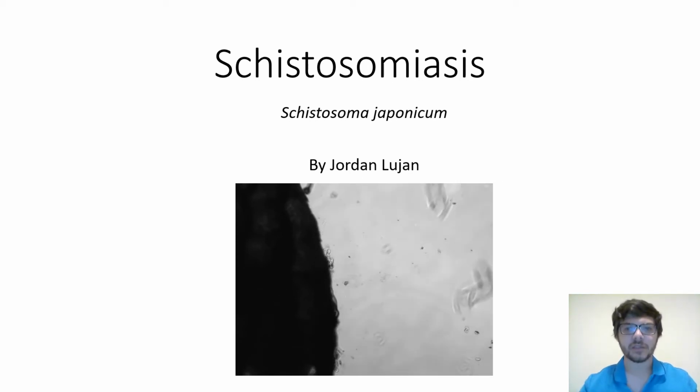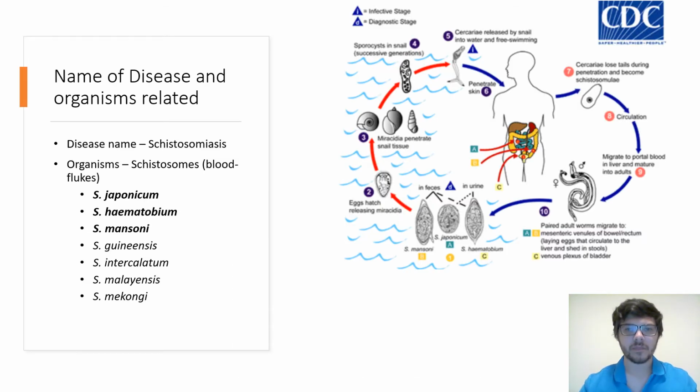Alright, so let's move on. The name of the disease is schistosomiasis, and the organisms that cause this disease are called schistosomes. They are also known as blood flukes. There are about 7 that infect humans, known to use us as a reproduction medium.